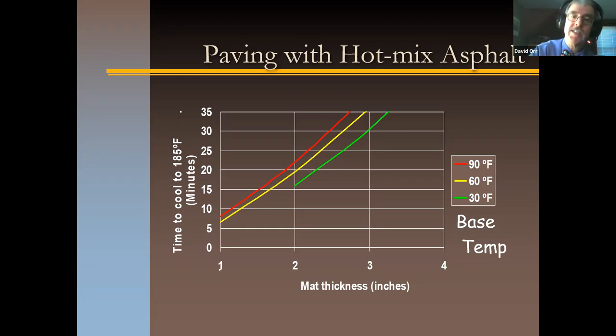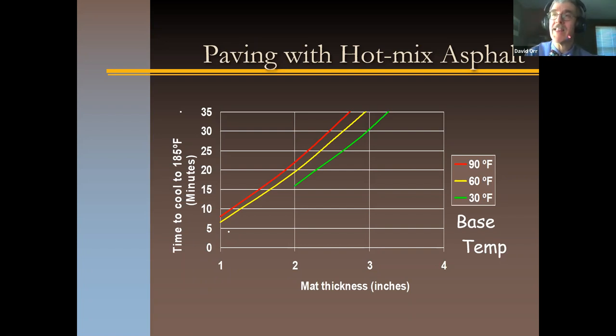So along the x-axis is the mat thickness, and the base thickness is the different colors. So if it's 90 degrees, you've got more time to get that hot mix rolled before it's too stiff to properly roll, okay? As it gets colder, you get less and less time, okay? So if it's a cold day in late fall, you know, that green line, it doesn't get extrapolated down because you really don't have enough time then. Because it's going to get down here into less than 5 minutes to get it properly rolled. And even if you had a bunch of rollers right up against the paver, you're just not going to be able to get density. So you've got to get it rolled in time.